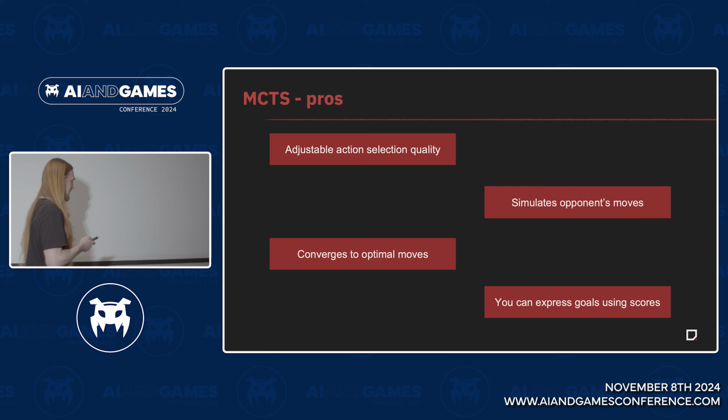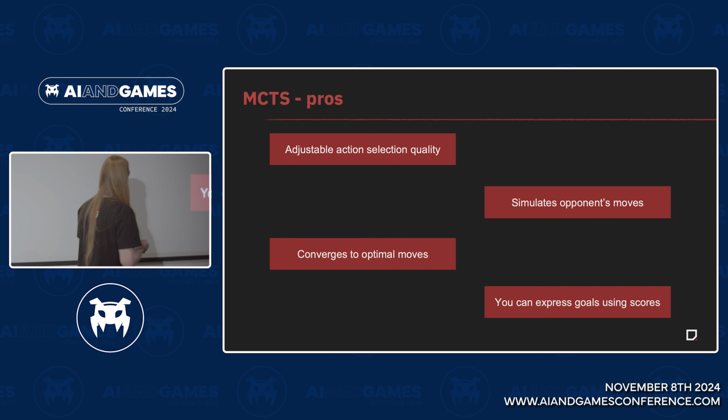Okay, so the advantages of the algorithm is that you can adjust the quality of the AI actions based on the quality scores that you get in the game tree. So you can easily implement difficulty levels, for example. Just instead of selecting the best action, like the highest scoring action, you can select the second best scoring action. And it easily produces difficulty levels.